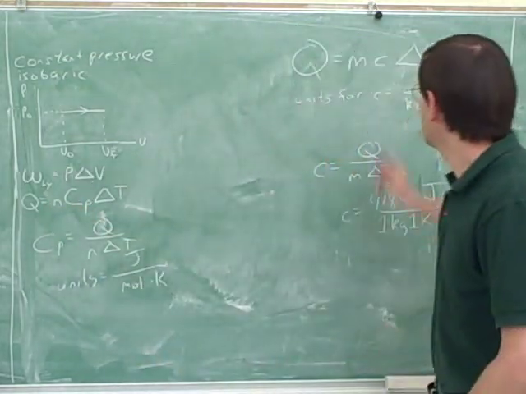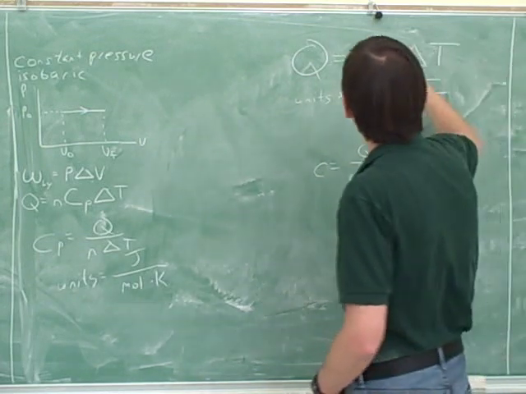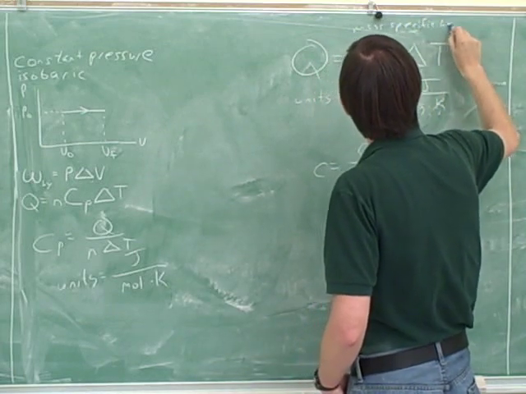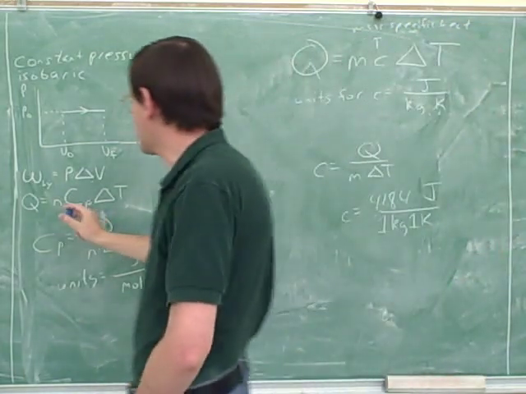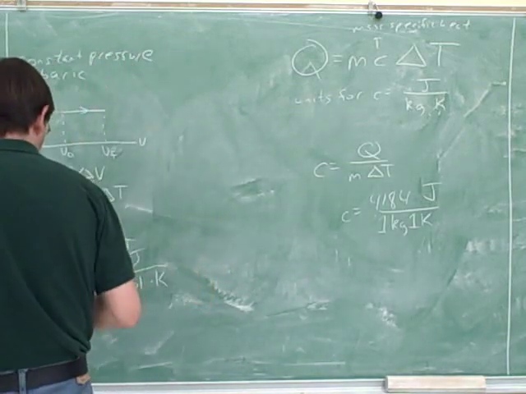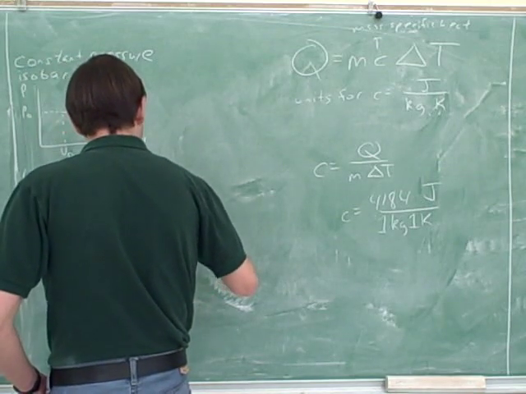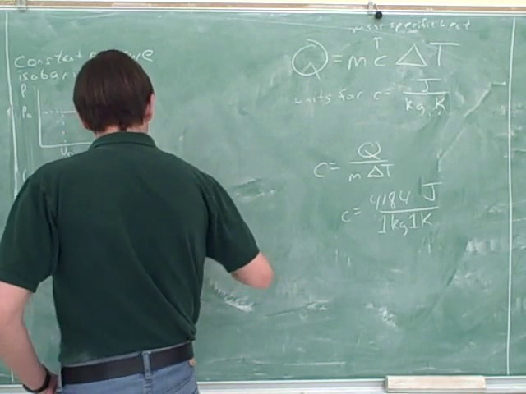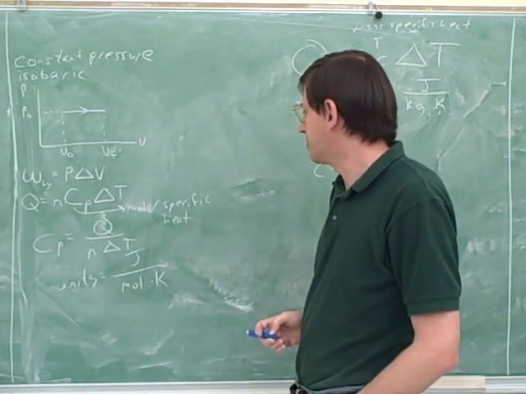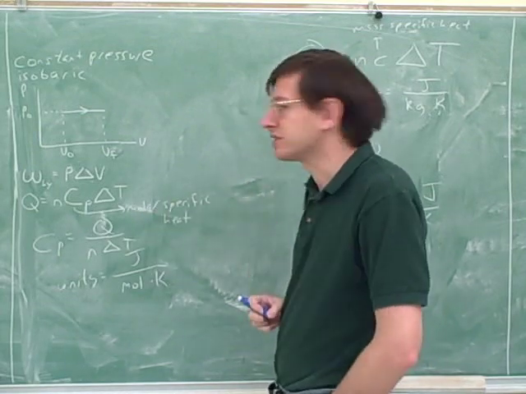So the names for these: this is what's called the mass specific heat, and this is what's called the molar specific heat. Those are logical names, mass specific heat and molar specific heat. They show how they're similar and how they're different. The way that they're different is that one focuses on moles and one focuses on mass.